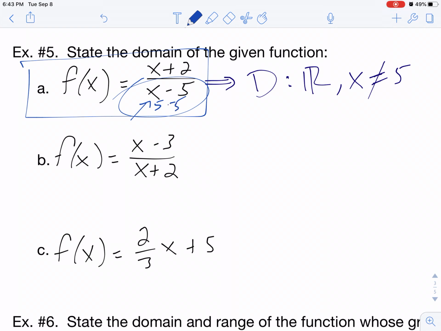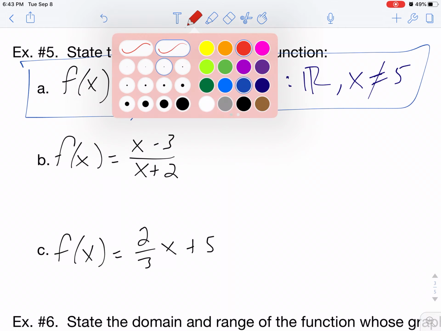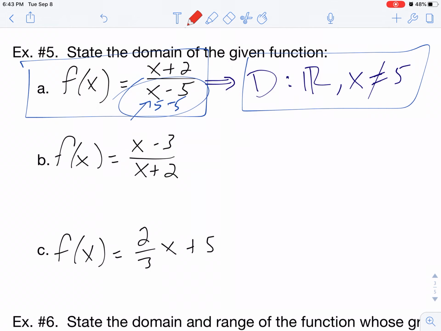5 minus 5 gives us a 0. We can't divide by 0. So therefore, that's our domain restriction. Now that's my short version of how I write the domain, the shorthand version.